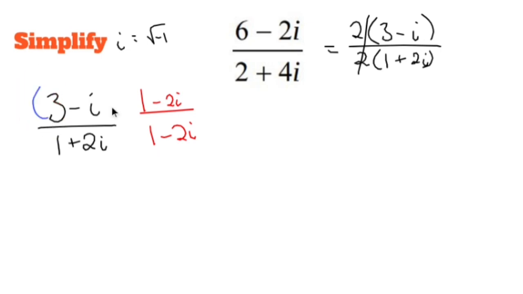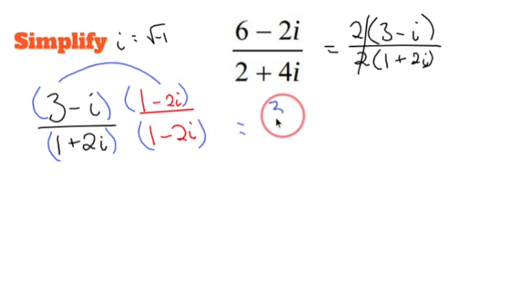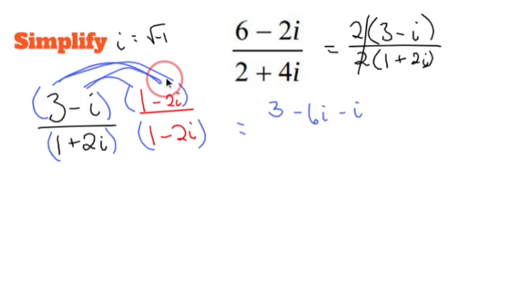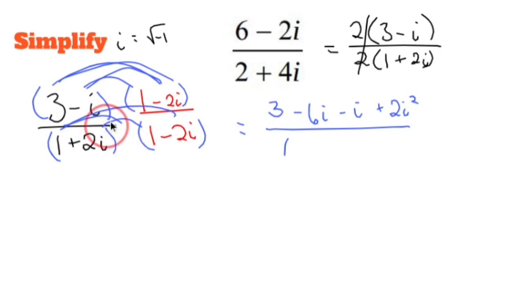So we have a FOIL problem upstairs. We have a FOIL problem downstairs. But the FOIL problem downstairs is going to make us happy. Upstairs we have 3 times 1. We have 3 times negative 2i, so minus 6i. We have negative 1 times i, so negative i. And we have negative i times negative 2i, which is positive 2i squared. That's going to be all over 1 times 1, which is 1. Minus 2i plus 2i disappears. That's supposed to happen. Minus 4i squared.